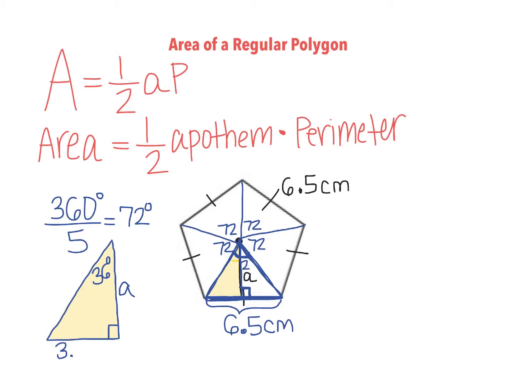You should get 3.25 centimeters. Okay, now we have enough information to solve for the length of the apothem.